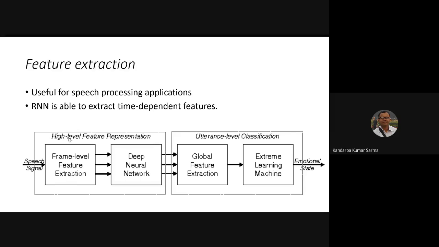So here you have a high level feature representation, a frame level feature extraction taking place. Then you can simultaneously find that an utterance level classification of the features can also be captured. So you can have here one recurrent neural network, though we are here showing it to be a deep neural network. That can also be a recurrent neural network. Same way, there can be a recurrent neural network too that will give us a very precise representation of utterance level speech features.